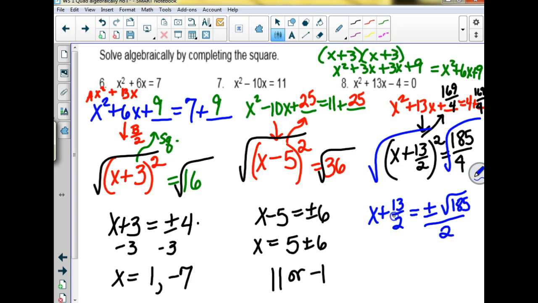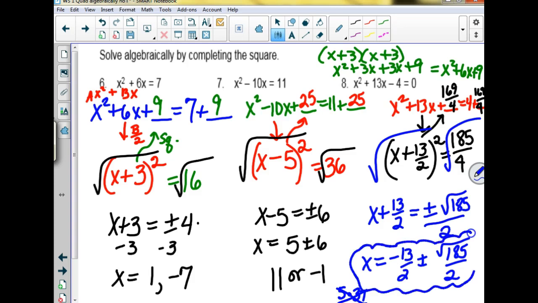Now, let's subtract the 13 halves over to the other side, so we'll have a negative 13 halves plus or minus the square root of 185 over 2. Now, we should probably check if 185 simplifies. What's the only thing you can maybe think of that goes in there? 5, because it ends in a 5. 5 goes in there how many times? 37 times. Is either one of those nice, right? Going to be a square root. So we're done. Thank goodness, right? No decimals. Wants exact answers.